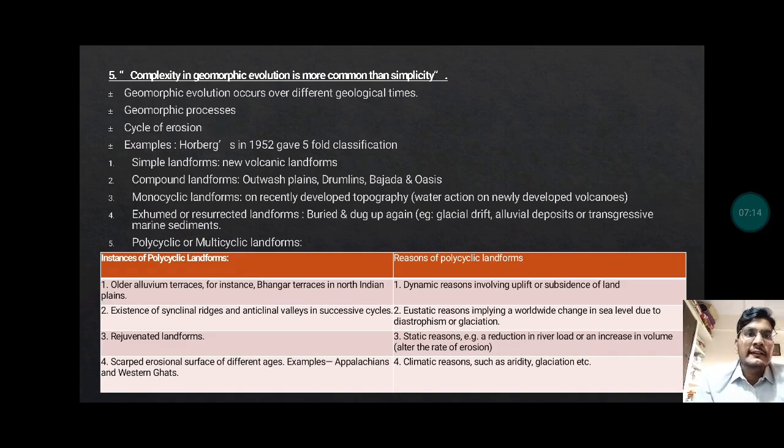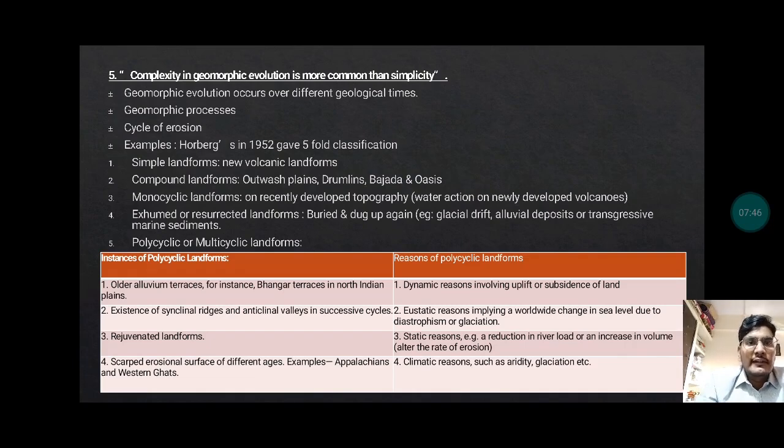Okay. Next, and the last one, is the climatic regions, like aridity and glaciation. Now another part which we need to discuss is what are the instances or examples of these kinds of polycyclic landforms. So the first and very visible example is older alluvium terraces, which are known as Bhangar in India. These are visible in the North Indian plains.